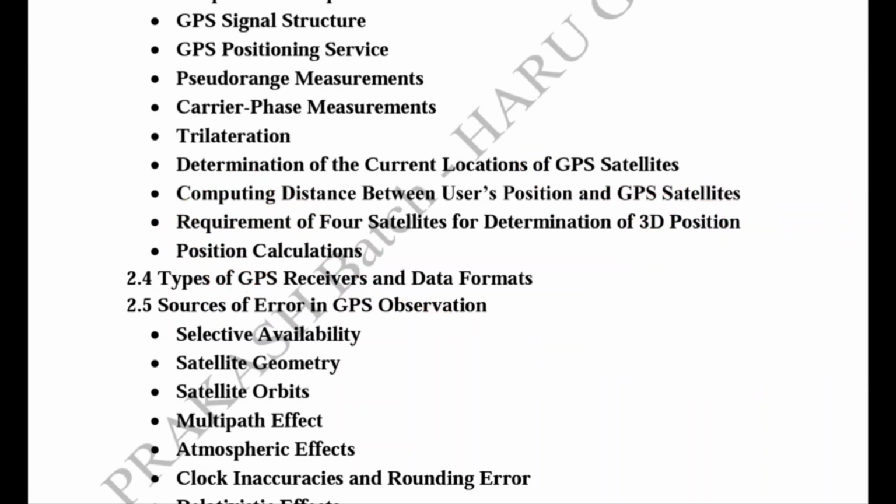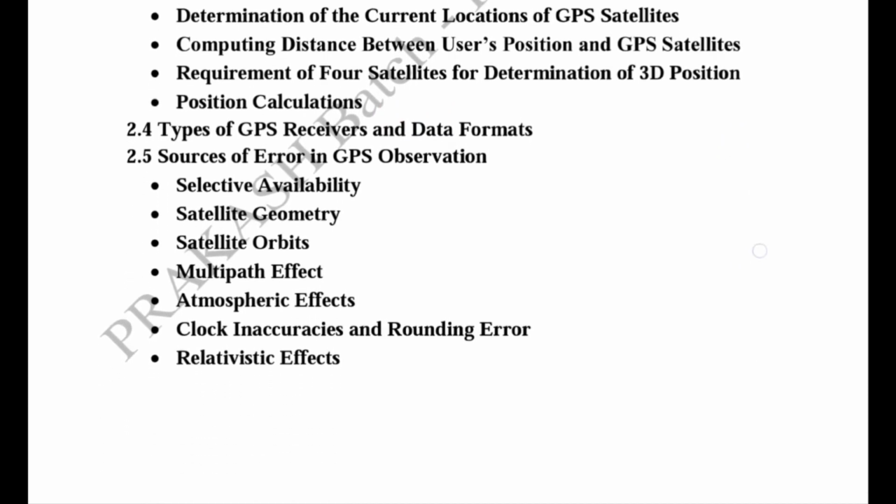A minimum of 4 satellites is required, because there is a time component. For this time component calculation we require another equation for the additional unknown. So for that we require a minimum of 4 satellites, and this time information is very important for our precise 3D position calculation. After that, by using those formulas we will calculate our position.